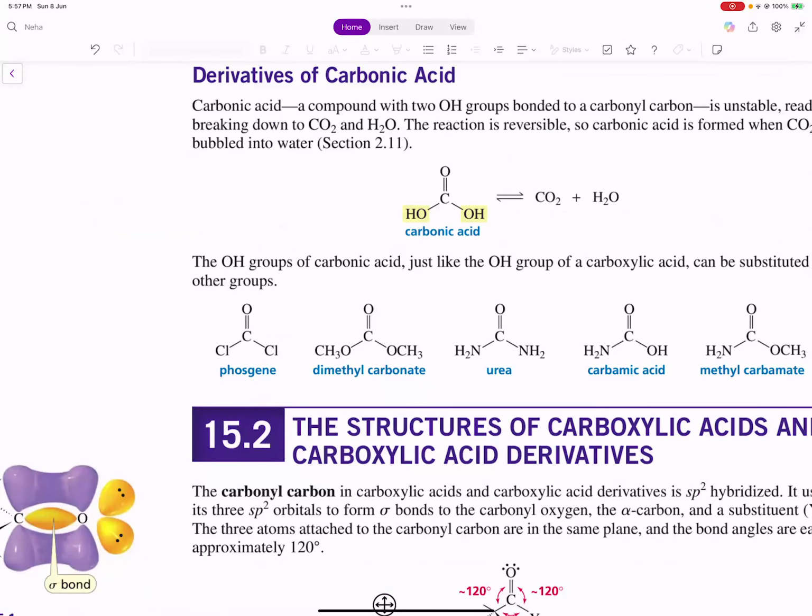Now, again, we are looking at derivatives of carbonic acid. So H2CO3 immediately breaks into two things, right? H2O plus CO2, right? This breaks and all that.